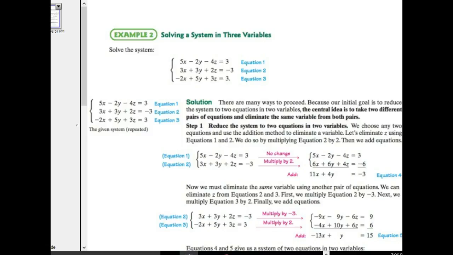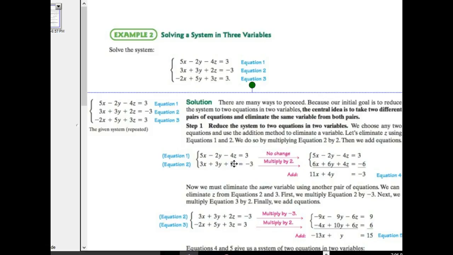Our initial goal is to reduce the three equations with three variables down to two equations that have two variables in them. So we need to decide up front which one we're going to choose to eliminate. In this particular case, we're going to choose to eliminate the z's. We're going to take equation 1 and equation 2 and try to eliminate the z's. Now, one of them is minus 4z, and the other one is 2z.